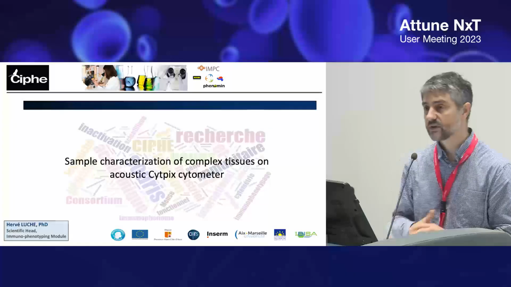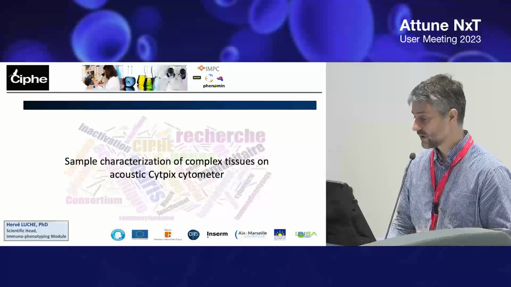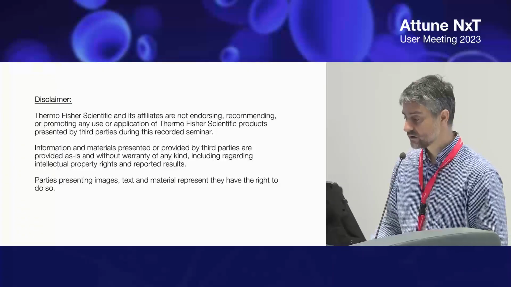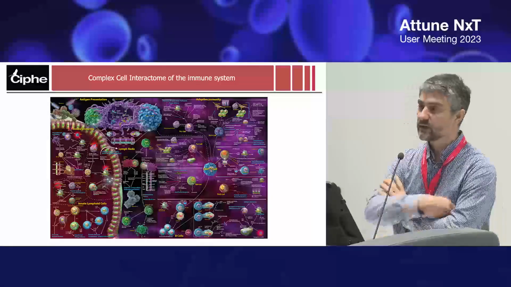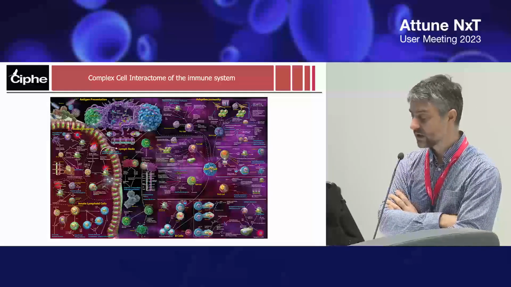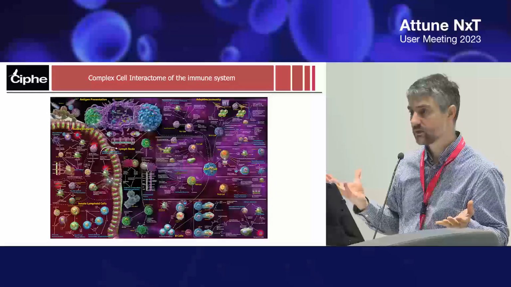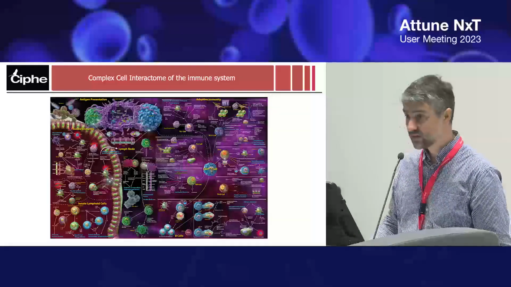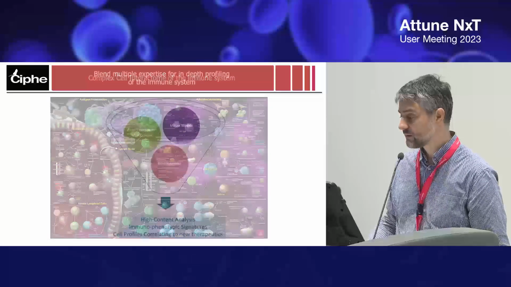But just first, so that you understand a bit better what we do at the Center of Immunophenomics in Marseille, okay. We are interested in studying the immune system and the immune reaction, and it's very complicated. You have lots of interactors. So that's why we actually use intensively cytometry in the lab.